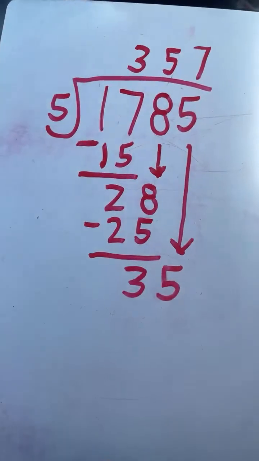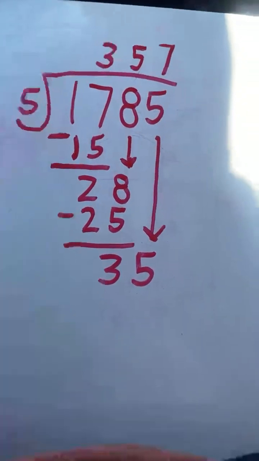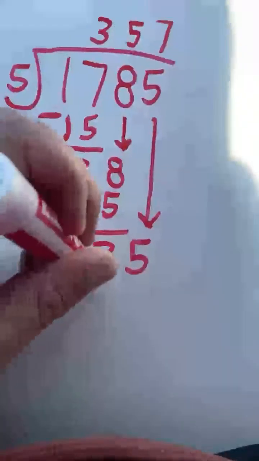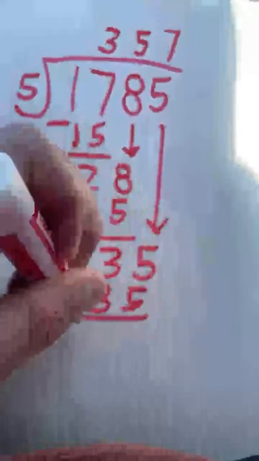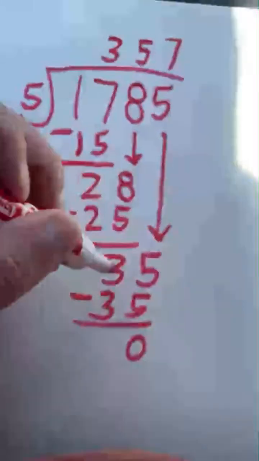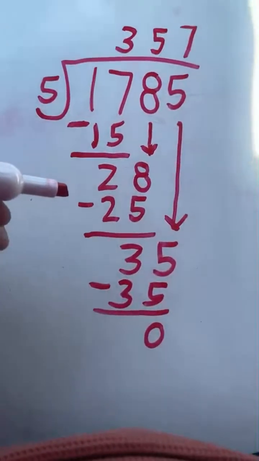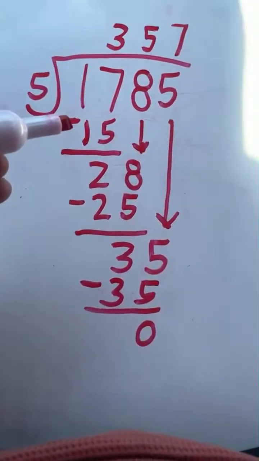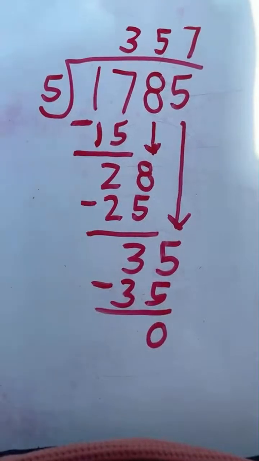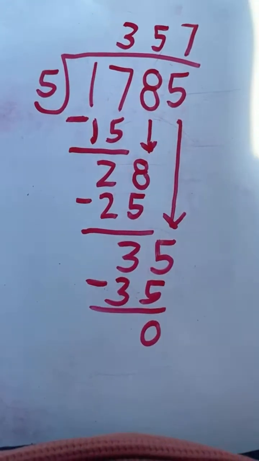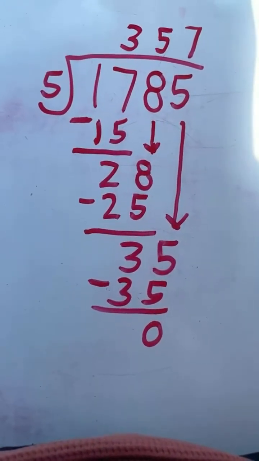And we were able to land right on the number here. So 35 is what we're going to subtract to see if there is a remainder. 5 minus 5 is 0. 3 minus 3 is 0. There is no remainder. So we have our final answer. 1,785 divided by 5 equals 357.